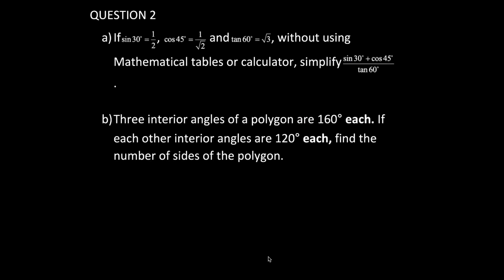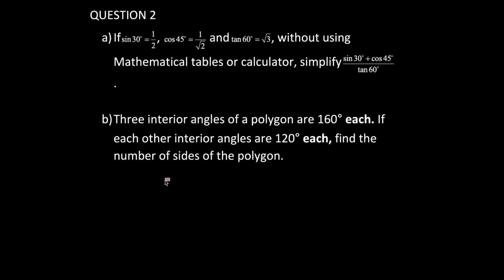In this video, we are solving the 2017 Core Maths Theory question 2. So we'll begin with the question 2a. If sine 30 is equal to 1 over 2, cos 45 is equal to 1 over square root of 2, and tan 60 is equal to the square root of 3, without using mathematical tables or calculator, simplify sine 30 plus cos 45 over tan 60.